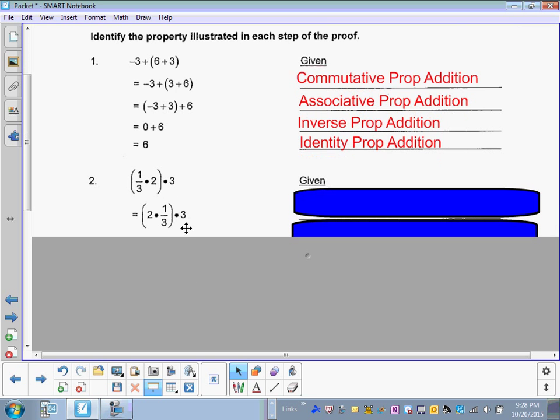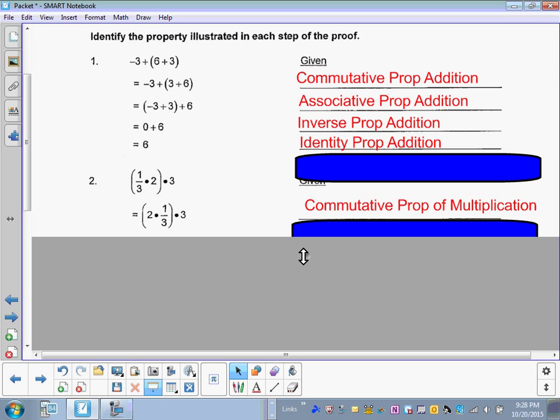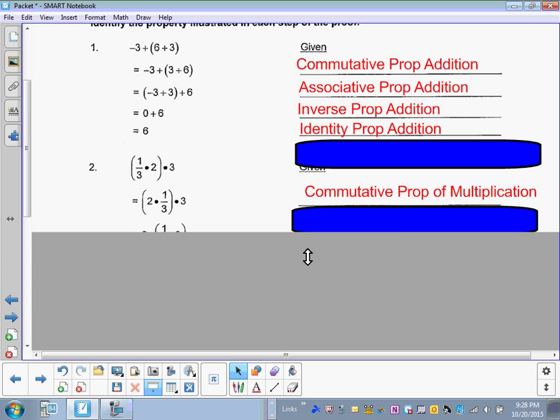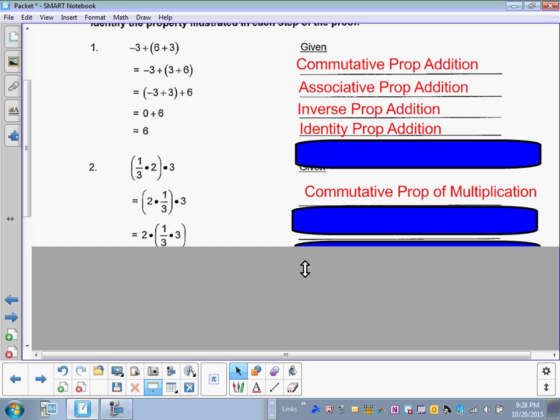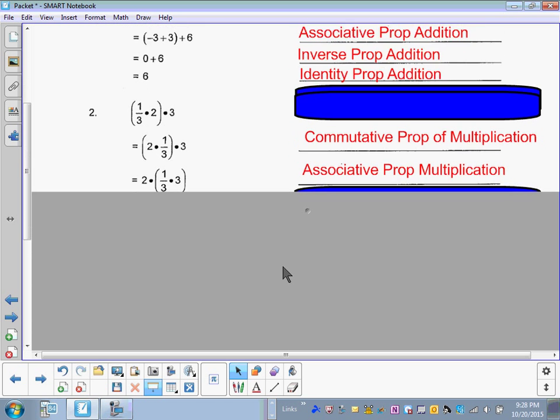Okay, from step 1 to 2, we have the quantity 2 times 1/3 times 3. So the difference there is we changed the order. So that's an example of the commutative property of multiplication. In the next step, we have 2 times the quantity 1/3 times 3. So we kept the order, we just changed the grouping. So that's an example of the associative property of multiplication.